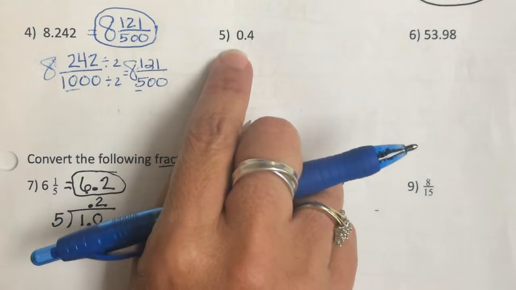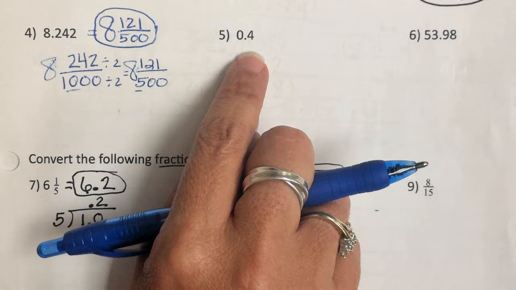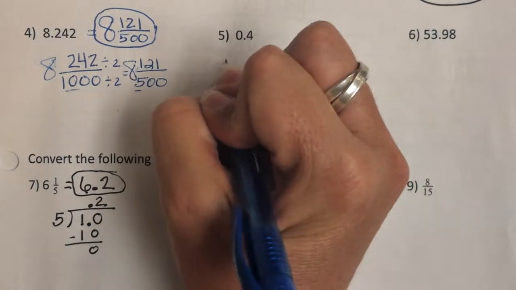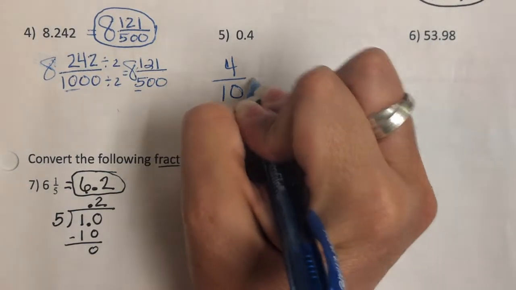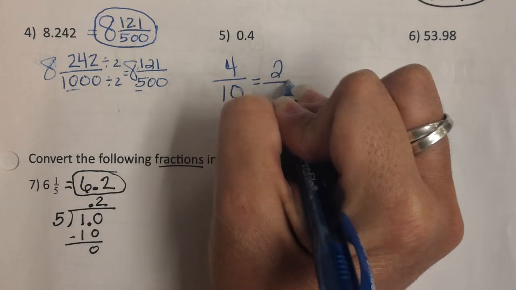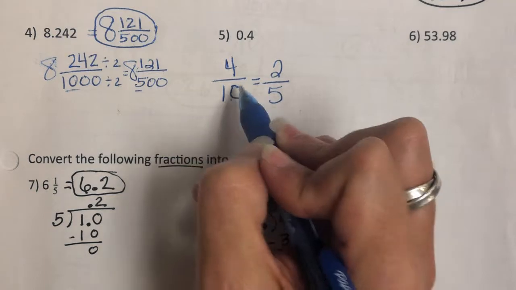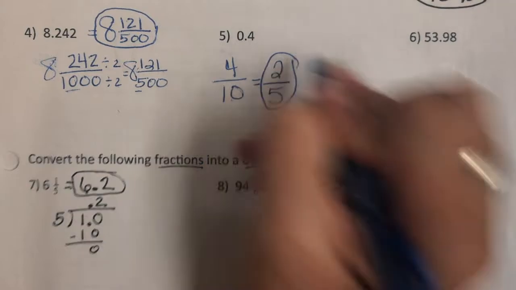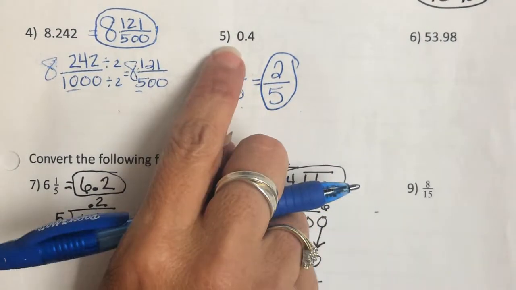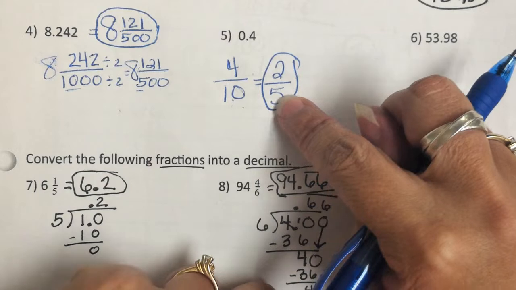Okay. This one, we should all be able to do, because 4 is in what column? The tenths. That's literally what it means, guys. It means 4 tenths. And if I simplify it is 2 fifths. What goes into 4 and 10? 2. 4 divided by 2 is 2. 10 divided by 2 is 5. That is simplified. Since there was no whole number, just write 2 fifths. Don't put 0 in 2 fifths. Just put 2 fifths.